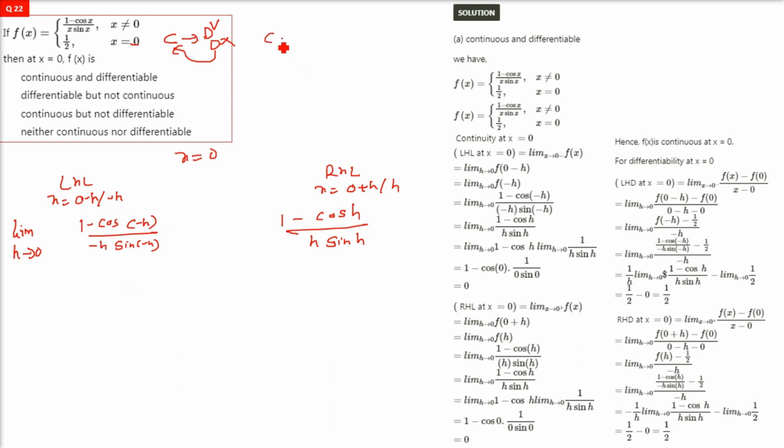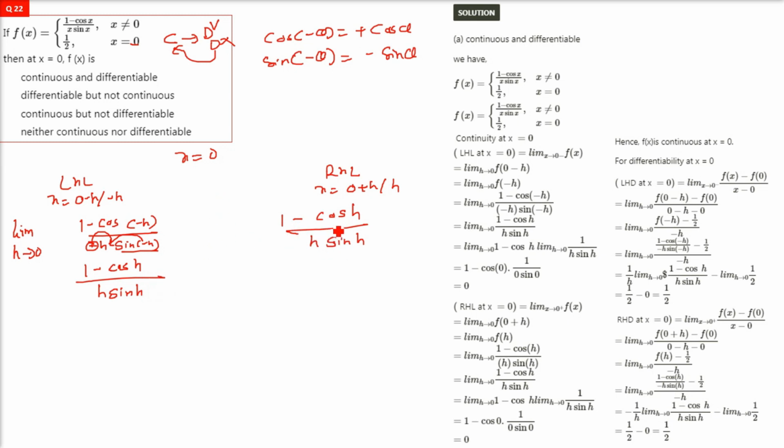Now please remember, cos negative theta is equal to plus cos theta, and sin negative theta is going to be negative sin theta. Sin minus theta is minus sin theta. For cos, it is not like that. So in the numerator, it will be 1 minus cos h only. In the denominator, you will get negative sin h. Since we have a negative h already there, the negatives cancel and you get h sin h.